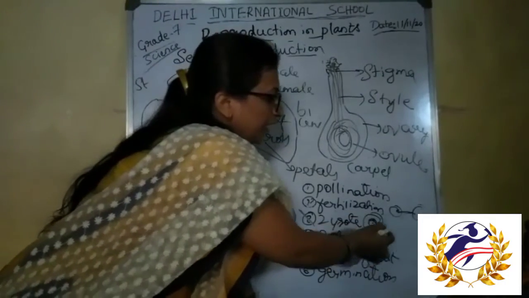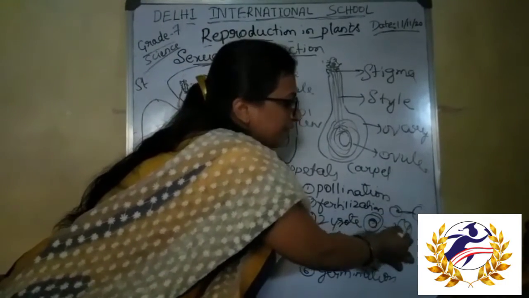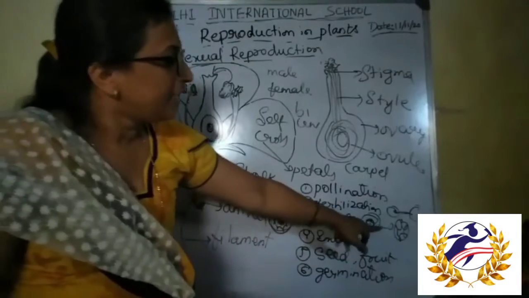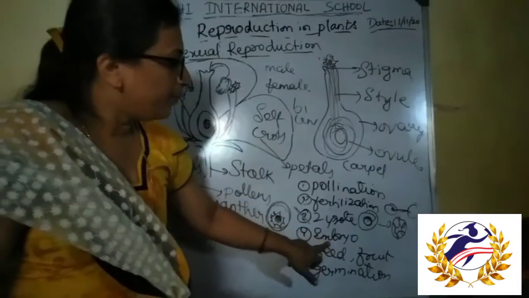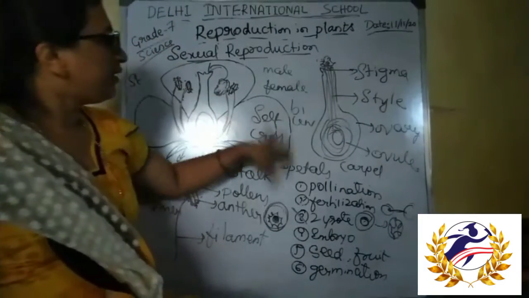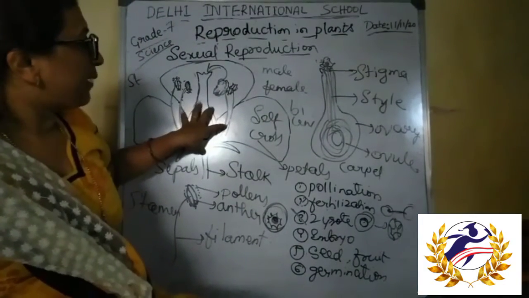ಝೈಗೋಟ್ ಫಾರ್ಮ್ ಆದ್ಮೇಲೆ the cell goes on divides. ಸೆಲ್ ಡಿವೈಡ್ ಆಗಿ embryo formation ಆಗುತ್ತೆ. So then embryo is formed, then all the petals fall and this becomes the fruit.